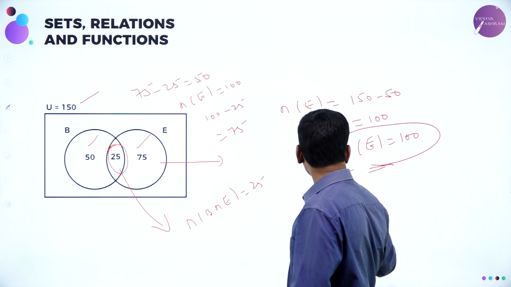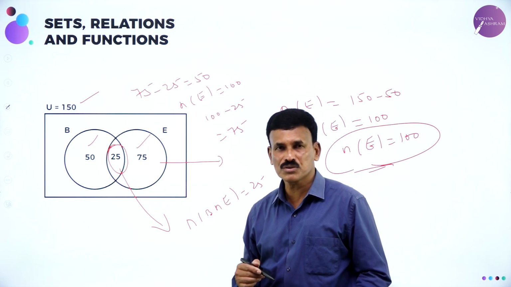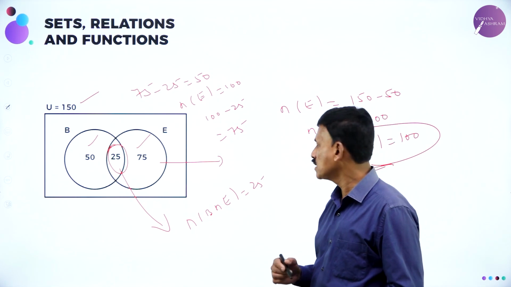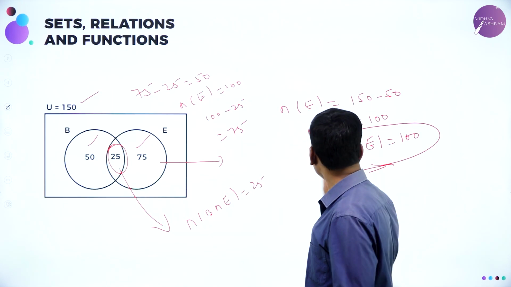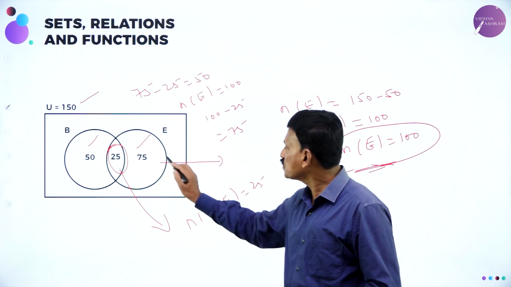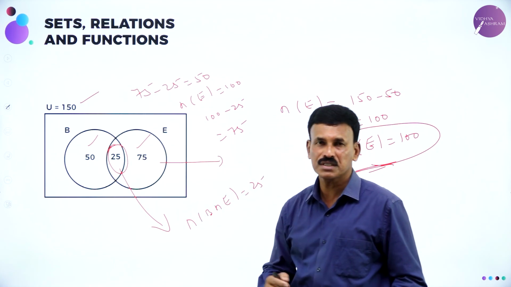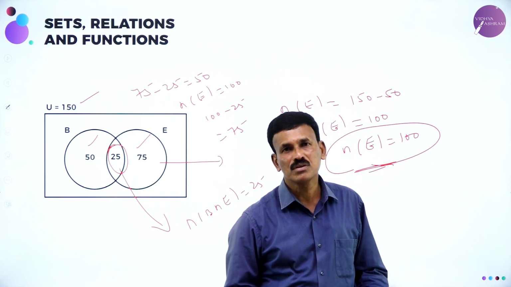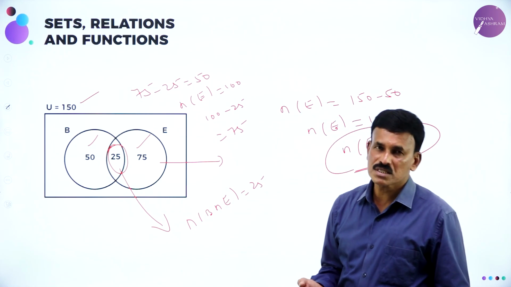So in general, the number of students who will take economics is 100. How many will take economics? 100 students, 75 plus 25 is 100. This is how we are going to solve problems on practical applications of sets.